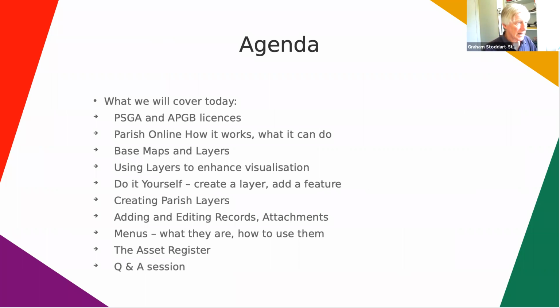So what we're covering today is the licenses you need to get the full use out of the system. These are external licenses to the Parish Online license itself, how the system works and what it can do, introducing you to the idea of mapping layers, and then we get into the fun bit where you're doing it. That's quite a long session. A major chunk of the session is you doing it. And then I just follow up with a couple of other items that you can do with it. And then we'll go into Q&A should we need it.